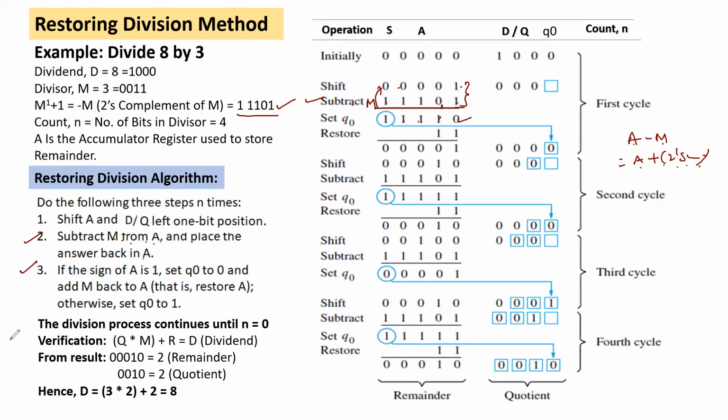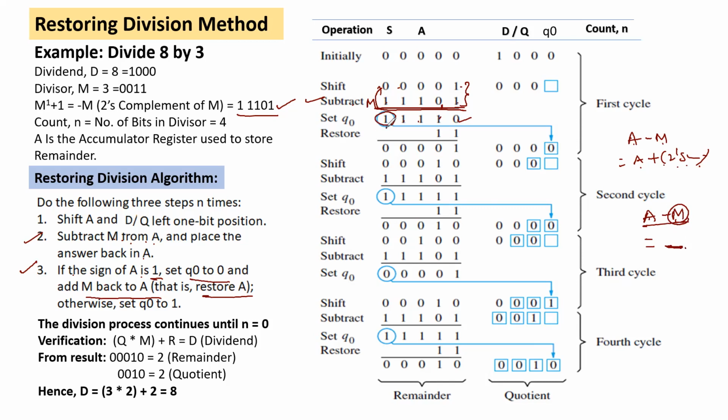Now let us come to the third one. If the sign of A is 1, set Q0 to 0 and add M back to A, that is, restore A. What does it mean? The resultant of the addition is 1, and 1 means negative sign. When it comes out negative, the divisor is greater in value than the dividend part. That happens only during the restoring process. During the restoring only, the resultant, that means the remainder, has a negative sign.